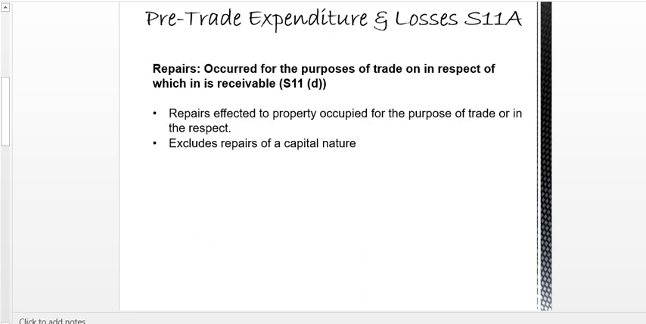So repairs, those are also allowed, but they have to be incurred for the purpose of trade or in respect of which income is receivable. So repairs effected to property occupied for the purpose of a trade are allowed, but this excludes any repairs of a capital nature. So again, that's what we went through previously. Is this repair to replace something or to renew something? Then yes, that is a deduction. If it's just an improvement, then that's of a capital nature, so it's not an allowable deduction.